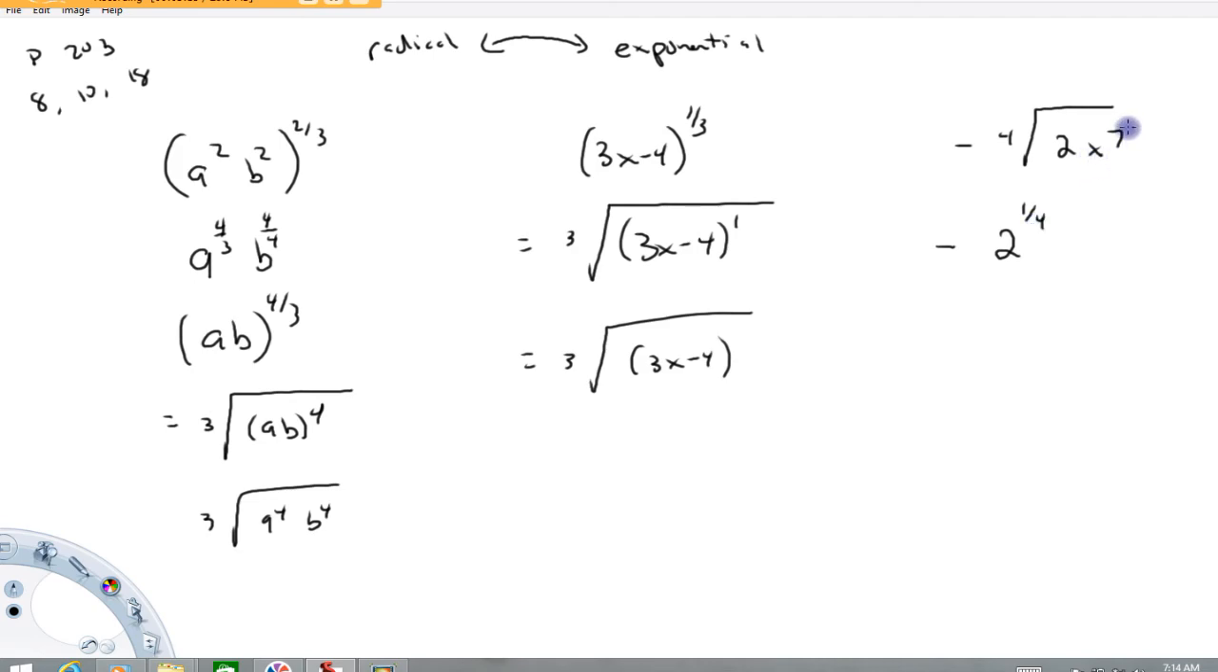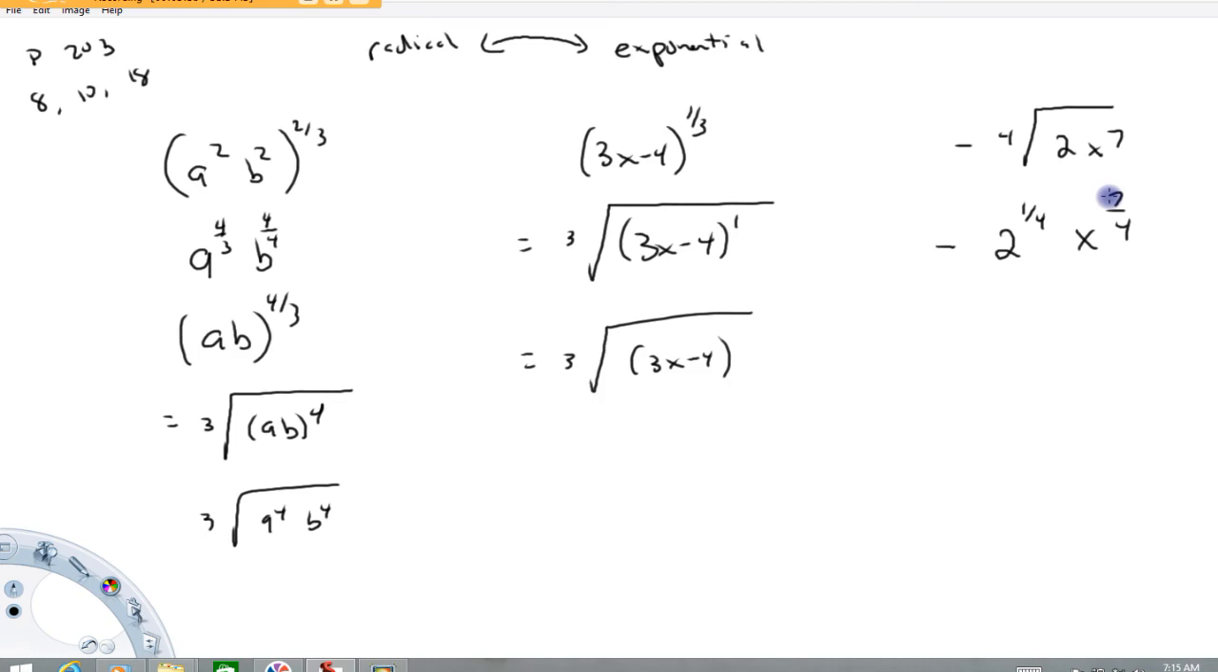This x to the 7th, so this 4th root applies to this as well. If we write this in exponent notation, that's going to be x to the 7/4. That's it. That's about all we can do with that. We've taken this radical and written it in exponent form, and that's what the directions were, and that's all there is to do. So I guess this will be a pretty short video.